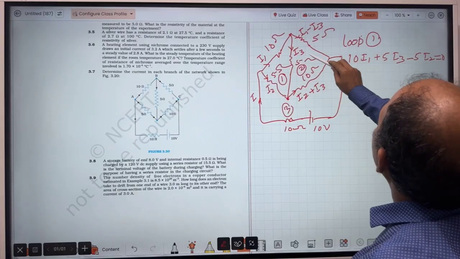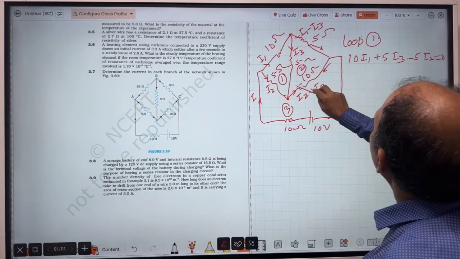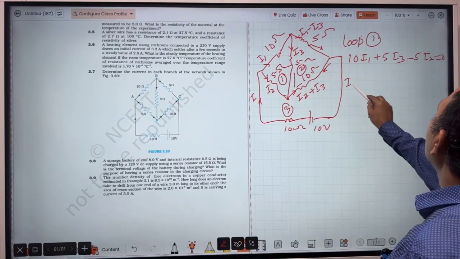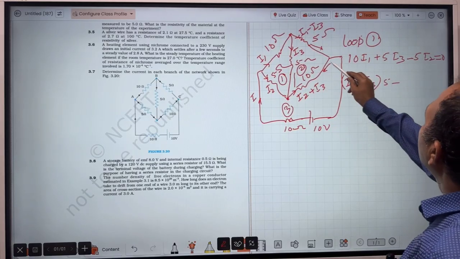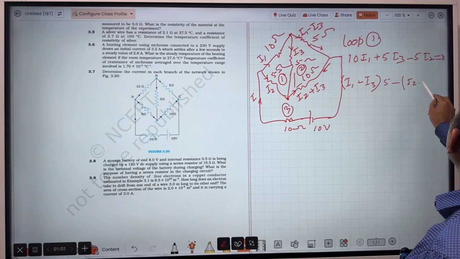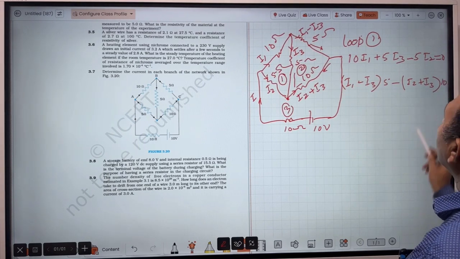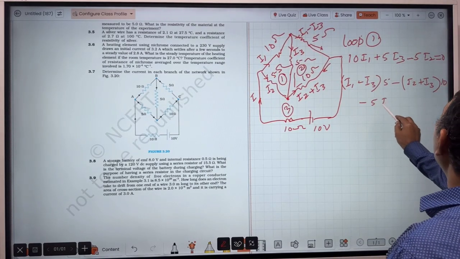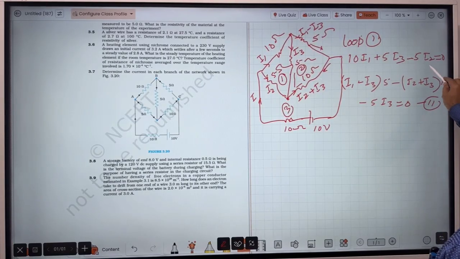Now consider second loop. So we move like this, in this direction. Here we will move in the direction of current, so we can say I1 minus I3 times 5. But here we are moving against the current, so we will write I2 plus I3 times resistance 10. Here also we are going against the current, so minus 5 times I3 equal to 0. We can simplify this equation also. This is second and this is first.